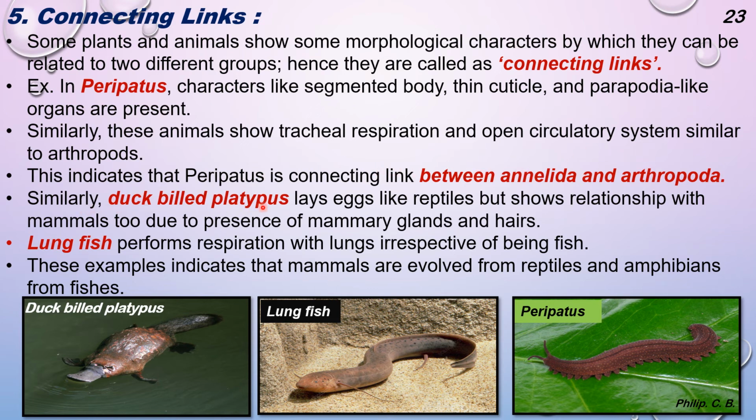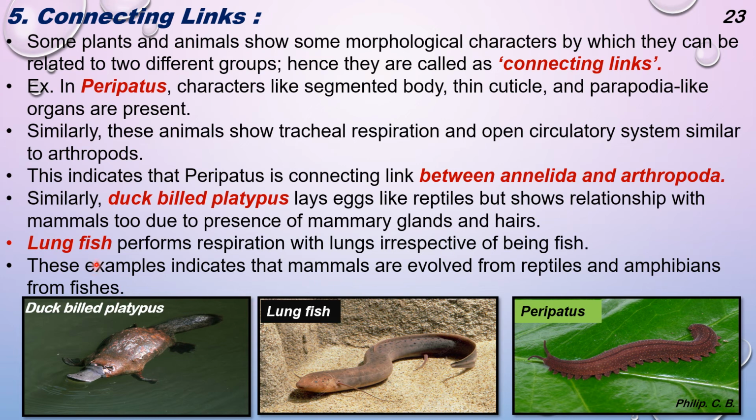Similarly, the duck-billed platypus, the second example which you can see here, lays eggs like reptiles but shows relationship with the mammals too due to the presence of mammary gland and hair. Now as we know, reptiles don't have mammary gland or hair, but in this species it is present. But mammals don't lay eggs, they give birth to the young ones, which is done by the reptiles. So it is a link between reptile and the mammals.